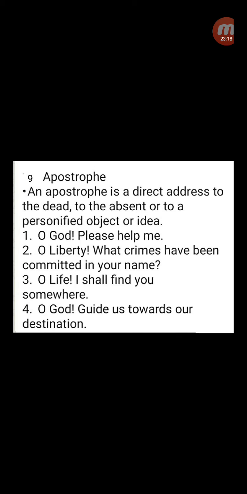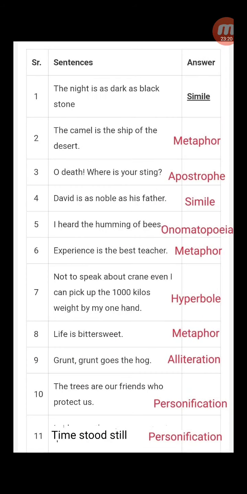This is an apostrophe. Now, children, this exercise I have re-given you, but we have already done it in our grammar composition. We have already revised. Also, when we were doing our session, I'm again revising with you all. I have already written the answers for you.